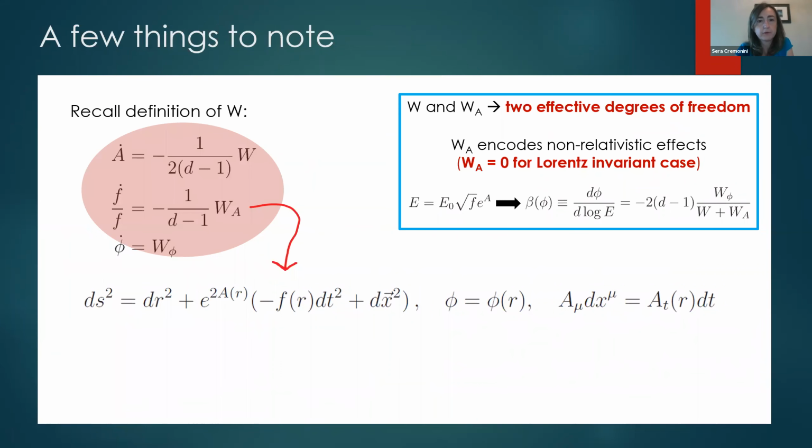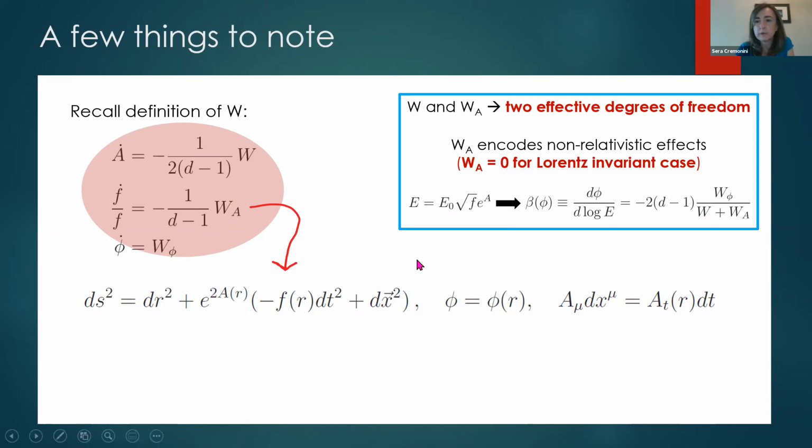Okay, so a few things to keep in mind. What we have here are essentially more degrees of freedom, 2 effective degrees of freedom. So we have W, but we also have this WA. I think of them as different superpotentials, although they're not, but they are related to different effective degrees of freedom. Another thing to remember is that WA is the object that encodes the breaking of Lorentz invariance. So when WA vanishes, that's when you recover the relativistic case.